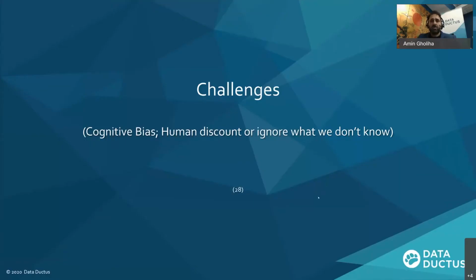Now I'm going to talk about the challenges that we have. We have some cognitive bias. All humans have some cognitive bias, and we discount or ignore what we don't know. So we will therefore talk about the 6 challenges here that is very important to know beforehand. And this is information and knowledge that is very important that we want to give.